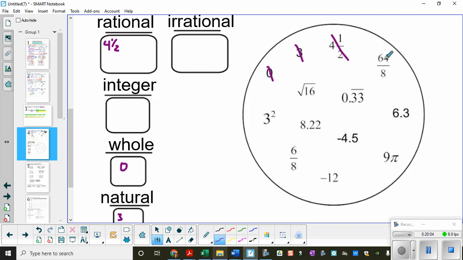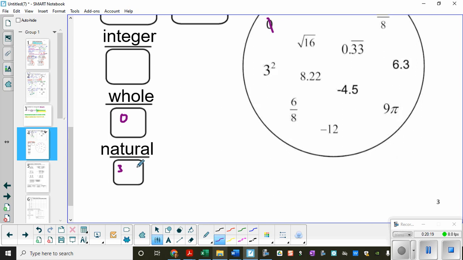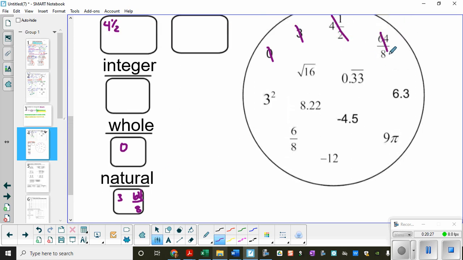All right, so 64/8. If you're thinking that you're going to put it in rational, you're right, because hello, it's a fraction. But do the math, y'all. What is 64 divided by 8? Since 64 divided by 8 is 8, it can actually go all the way down here, because when we're counting, we would eventually get to 8. So we can put our 64/8 right there. It's a natural number. All right, cool.